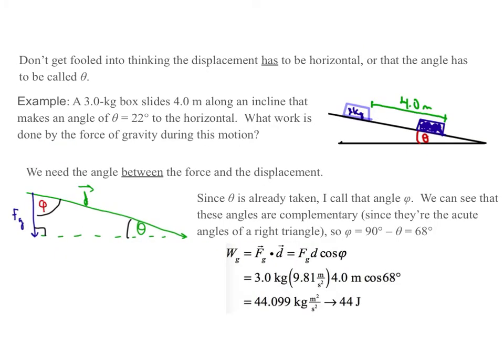Don't get fooled into thinking that the displacement has to be horizontal. So far, I've been drawing it that way. Or that the angle has to be called theta. So as an example, we have a 3 kilogram block sliding 4 meters along an incline. It makes an angle of 22 degrees to the horizontal.